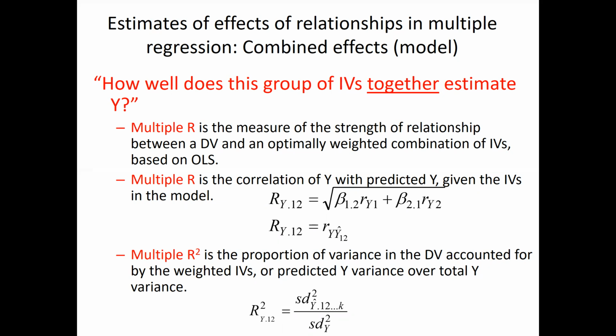This is more interpretable if you square it, because if you square it, you can interpret it as a proportion of variance, in which case it's interpreted as the proportion of total variance in the dependent variable accounted for by the weighted combination of all the independent variables in the model. So it's the predicted y over total y. And standard deviation squared, it's the variance of predicted y given all those variables in the model over total y variance. So that's your R squared.